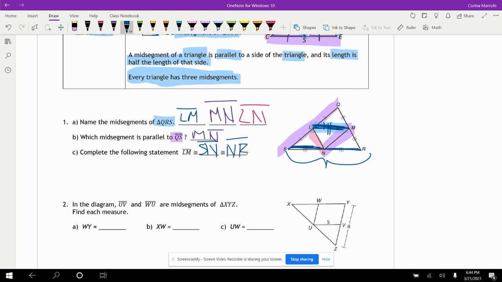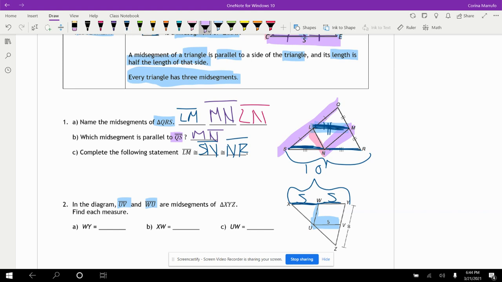Okay. Now here it says in the diagram, UV and WU are mid segments. Okay, so they tell us these are mid segments already. This one right here and this one right here, of this triangle. Find each measure. So I'm just going to start right off the bat. If I know that from here to here is 5, then that means that this whole thing from X to Y is 10. Then that means that this little piece has to be 5, and this little piece here also has to be 5 in order for it to add up to 10.